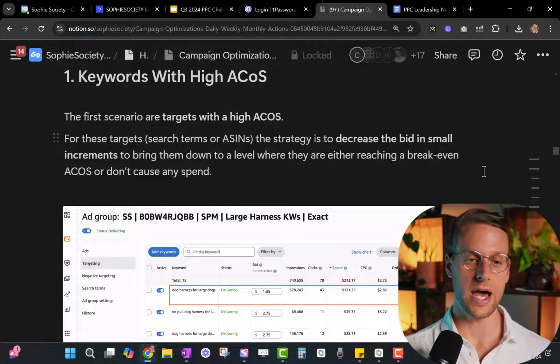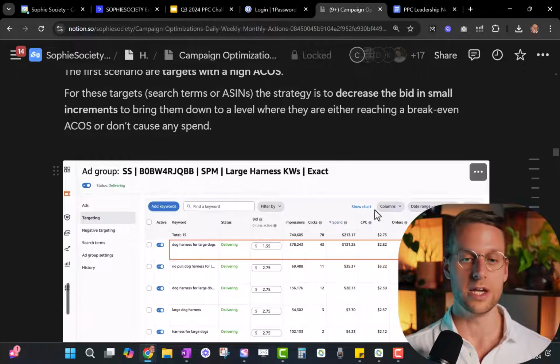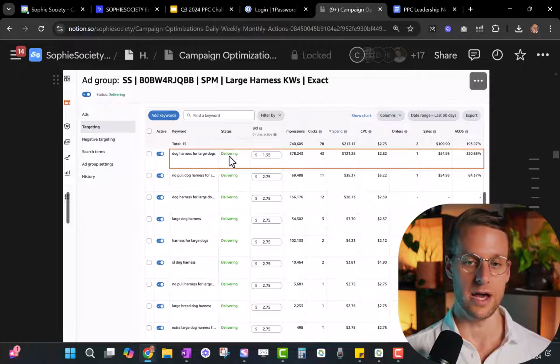Well, keywords with a high ACoS, what you're going to do is simply lower the bid. Now, you don't want to decrease the bid too much. So here's an example in front of me right now. This ACoS is 220%, meaning I'm spending over double of the product price just to sell each unit. This is just enough clicks for that to be enough data. So I'm likely going to decrease the bid on this term.